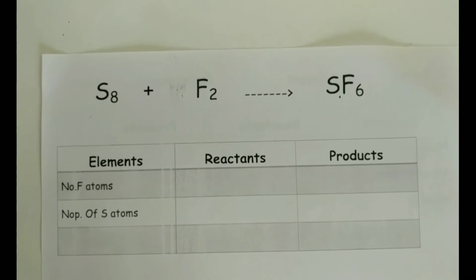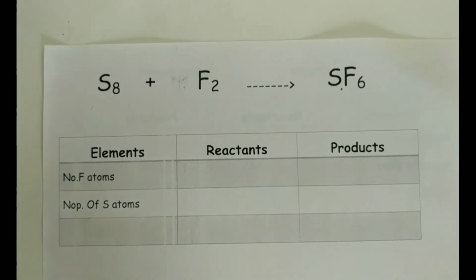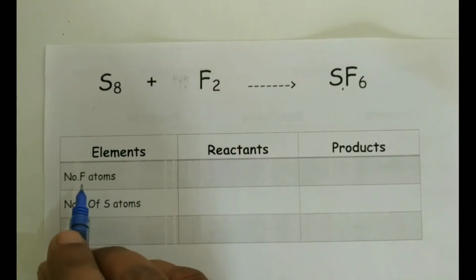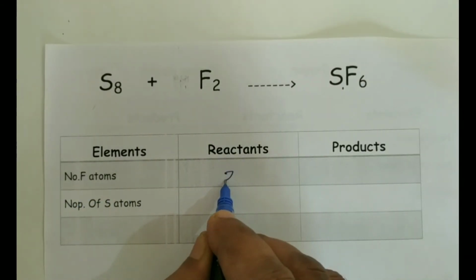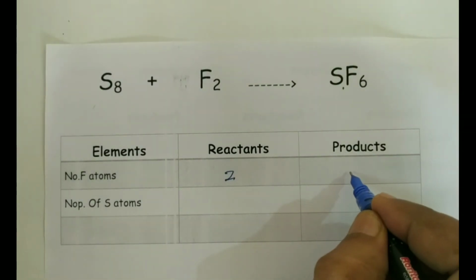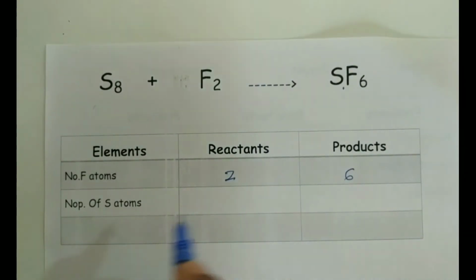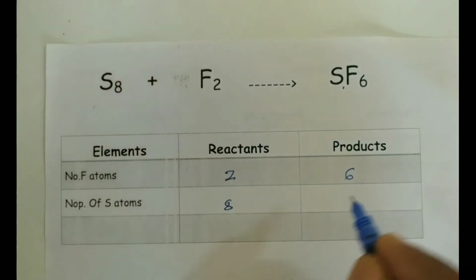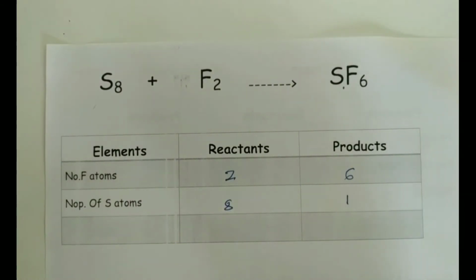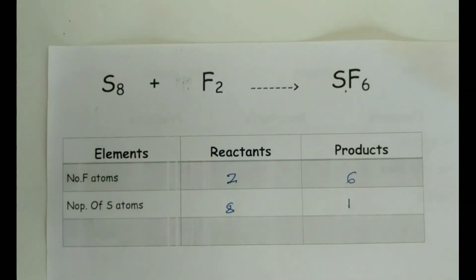Yes, okay, these are the elements, the number of atoms of these elements involved in this chemical reaction. So number of F atoms, fluorine atoms: how many are on the reactant side? That is 2. How many on the product side? There are 6. Number of sulfur: it is 8 at LHS, and at RHS only 1 is there. So it is an imbalanced chemical equation, right? Now we are going to balance this chemical equation.